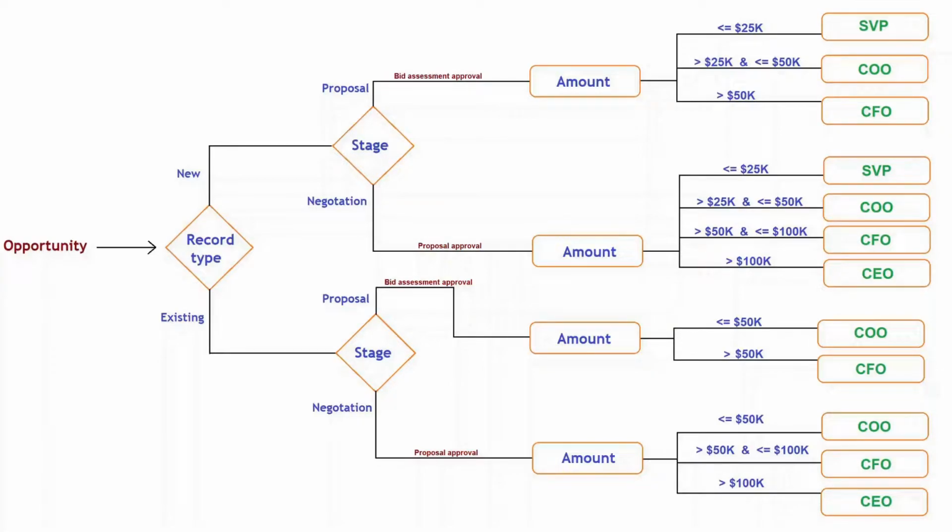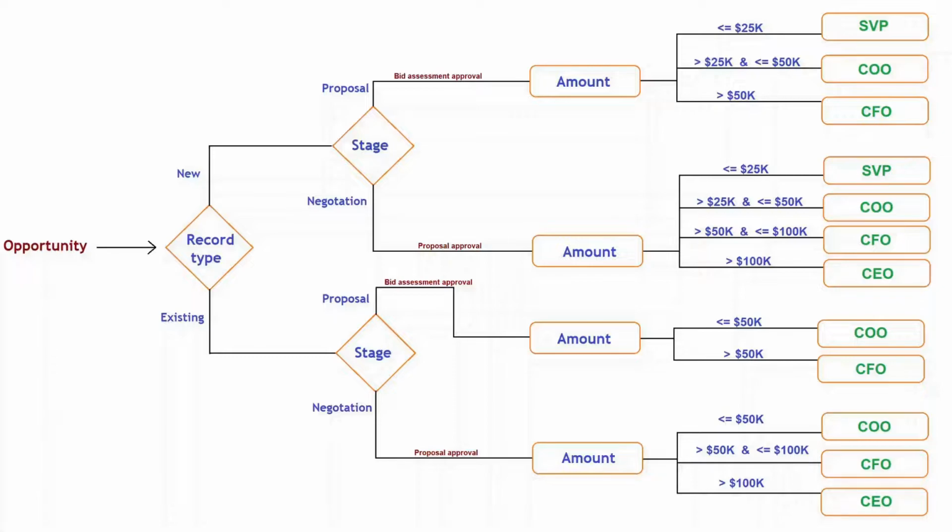I've created a flowchart to represent the flow that I'm going to create when creating an opportunity. If the record type is new and if the stage is proposal, depending on different values of the amount, I want the final approvers to be SVP, COO, and CFO. And if the record type is existing and the stage is negotiation, depending on different values of the amount, I have three final approvers here. The final approvers can be the same for every outcome, but I just use different sets of users to explain.